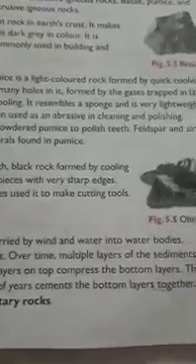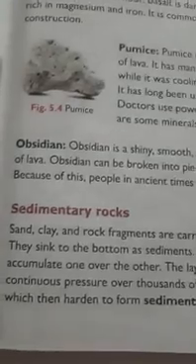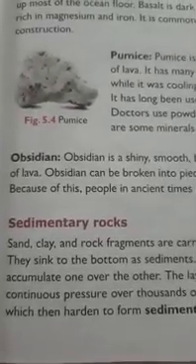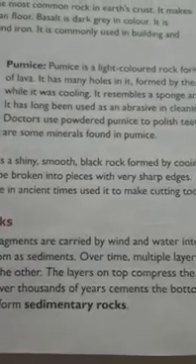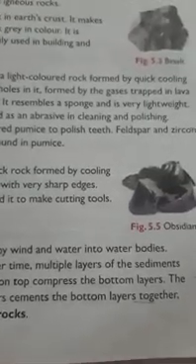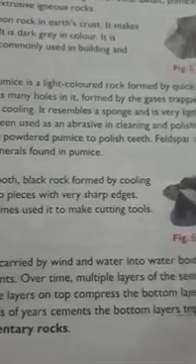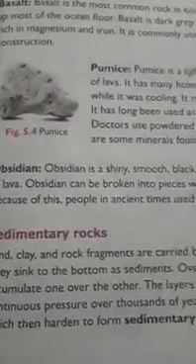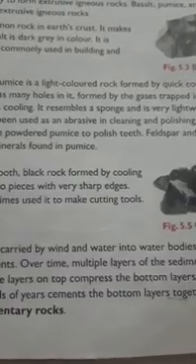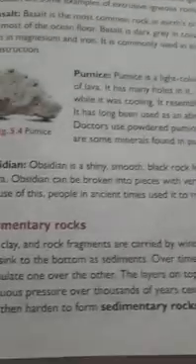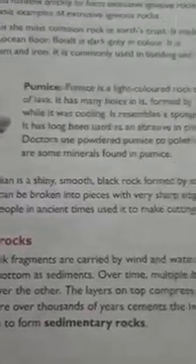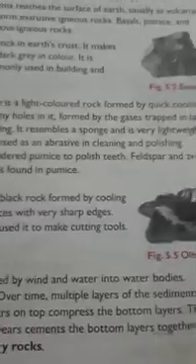Over time multiple layers of sediments accumulate one on the other. Accumulate means they deposit. The layers on top compress the bottom layers. Obviously, the bottom layers will be pressed by the top layers over the years. The continuous pressure over thousands of years cements the bottom layers together. It makes the bottom layer harder and stronger, which then hardens to form sedimentary rocks.